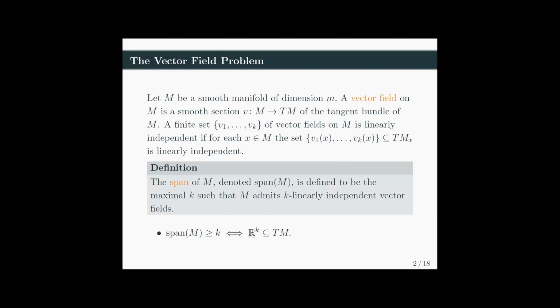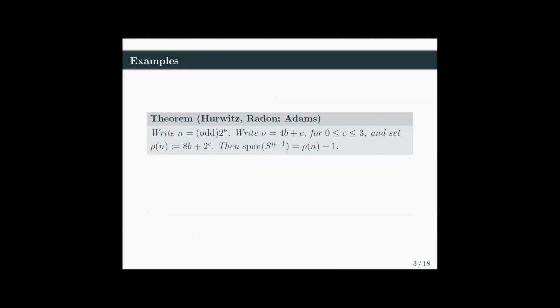In my notation here, I'm just assuming that this is a real manifold, but it doesn't have to be. The vector field problem has a really rich history. Probably the most famous span computation is the span of spheres. Hurwitz and Radon gave a lower bound for the span of spheres in the 1930s, I think.